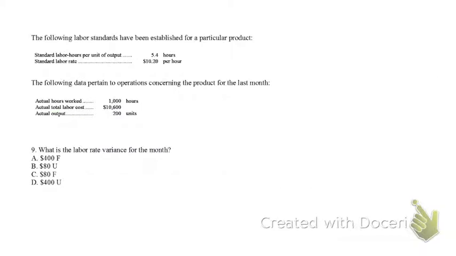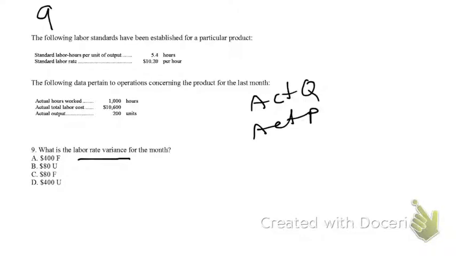Moving on, this is question number 9, and it is looking for a rate variance. A rate variance is on the left-hand side, so I'm going to be comparing the actual quantity and the actual price to the actual quantity and the standard price. Notice this makes a lot of sense. I'm just changing the price to find out a rate variance.